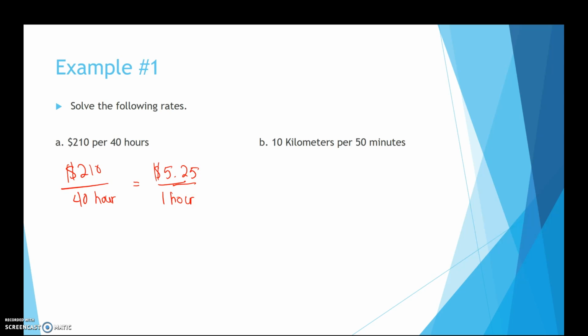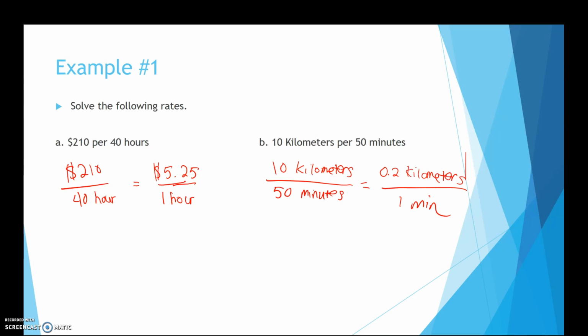For example B, we have 10 kilometers per 50 minutes. So we want to figure out how many kilometers we go in 1 minute. So 10 kilometers per 50 minutes. And when we divide that, we're going to get 2/10 kilometers, or 0.2 kilometers per 1 minute. So that's working with rates and unit rates.